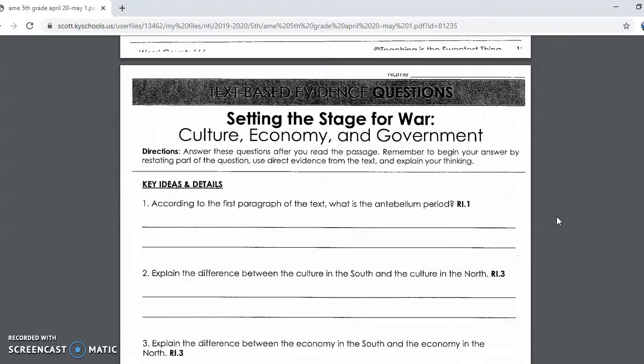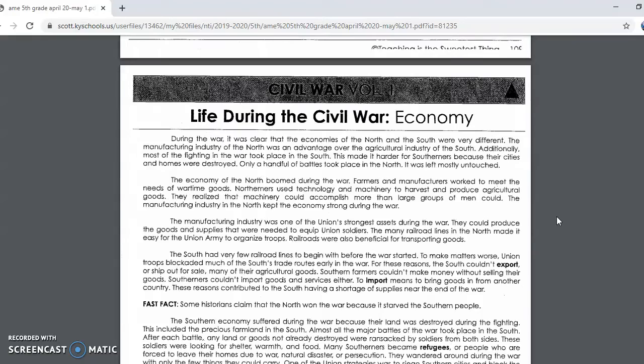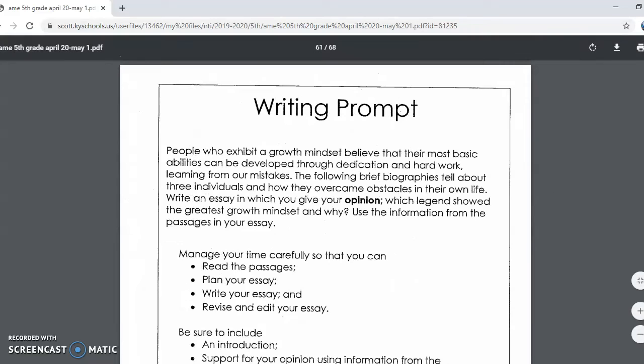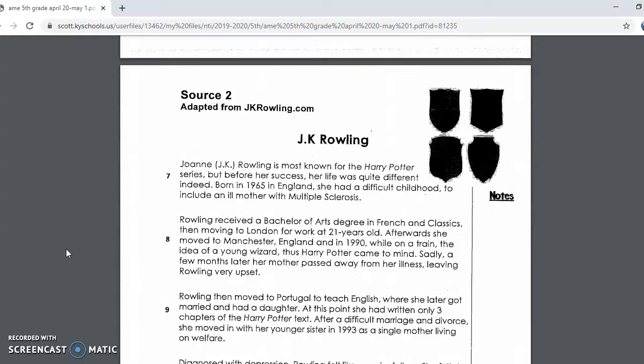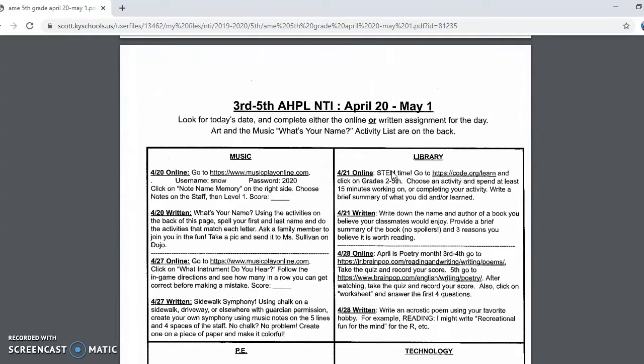That's for next week. Don't worry about any of that. Stuff for next week as well. And you have library today.